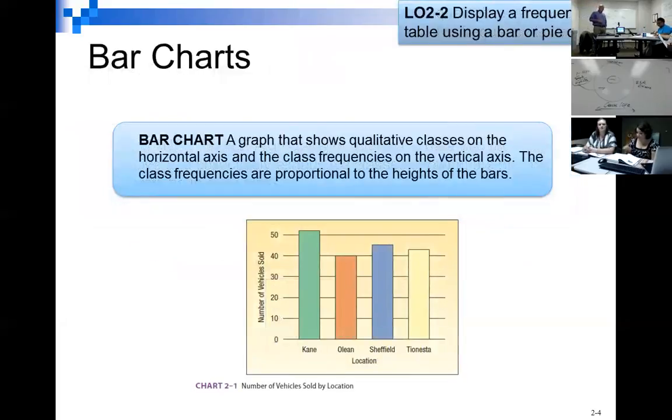A bar chart. Now, as I show you this, how is your comfort level with creating a bar chart inside Microsoft Excel? Pretty good. I'm pretty good at that. Okay. So a bar chart, a graph that shows qualitative classes on the horizontal axis and the class frequency on the vertical axis. Class frequencies are proportional to the heights of the bars.